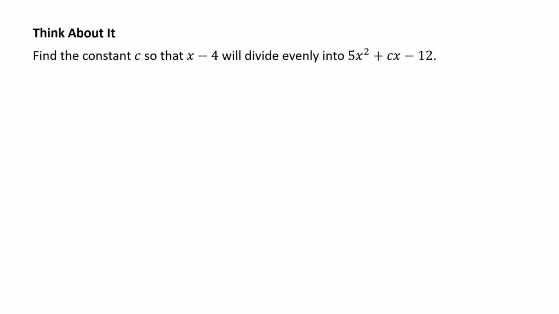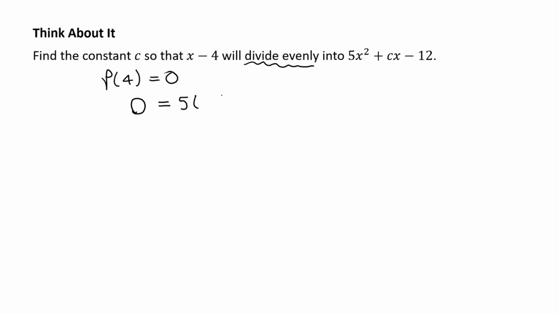Let's have a fun think about it problem. Find the constant c so that x minus 4 will divide evenly into 5x squared plus cx minus 12. Divide evenly means a remainder of 0. We need P of 4 to equal 0. Let's put those values into our quadratic. Using P of 4 equals 0, that means we're going to set the function equal to 0 and put in a 4 every place we have an x.